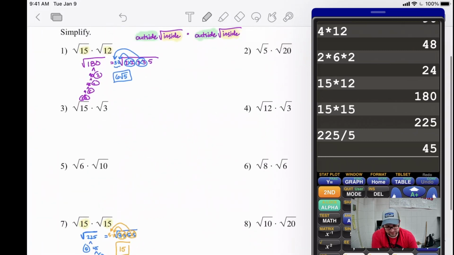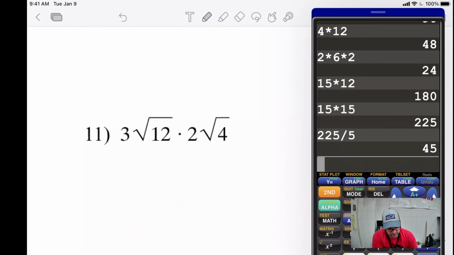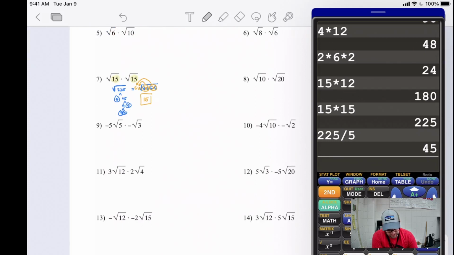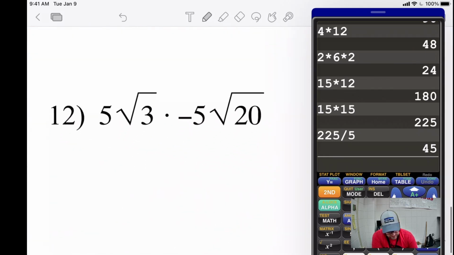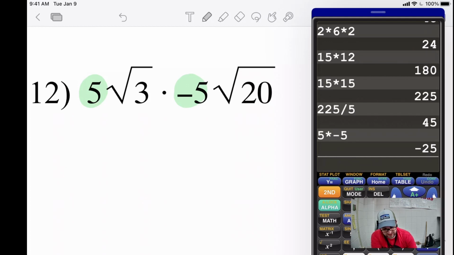Those are the easy ones, when there's just inside numbers. The ones that are a little bit harder are when you get outside numbers too. So let me pick a good one for you. How about this one? Number 12. When I get to this problem, you always want to multiply the like parts. So 5 times negative 5. Those are both the outside numbers, so we're going to multiply them together. That's going to give us a negative 25 on the outside. Now the inside is going to come from when we multiply the inside numbers. So 3 and 20. 3 times 20 is 60.